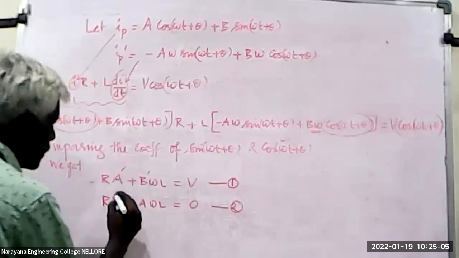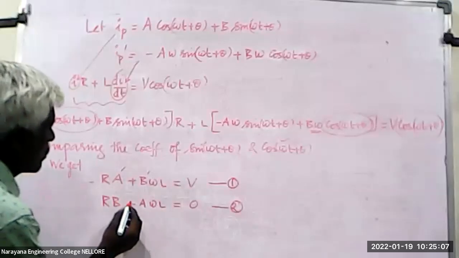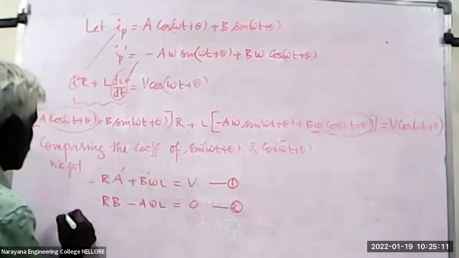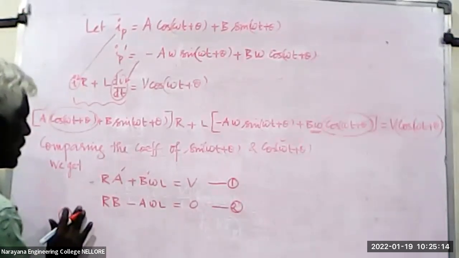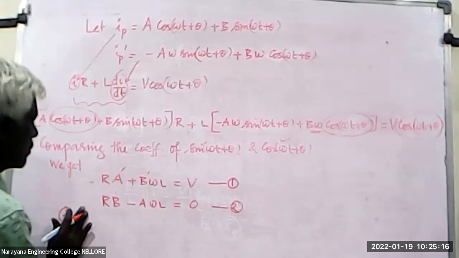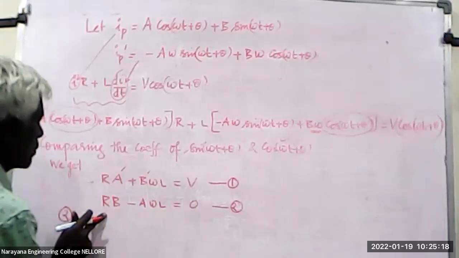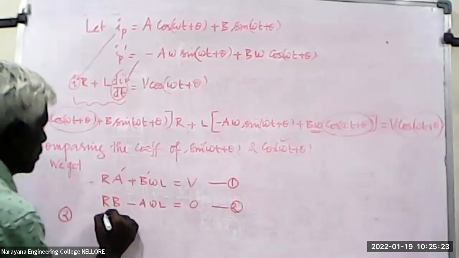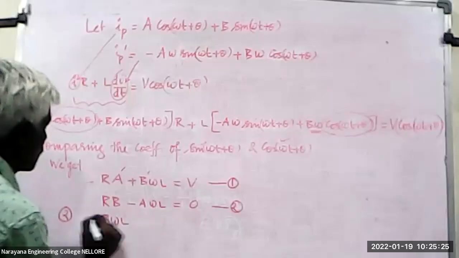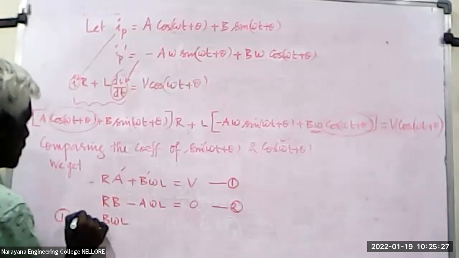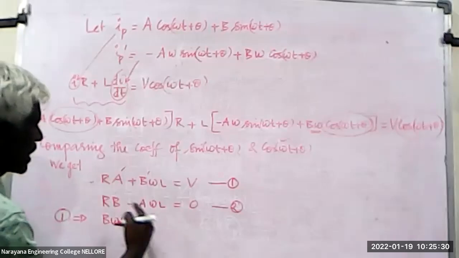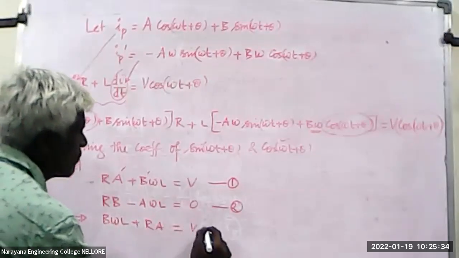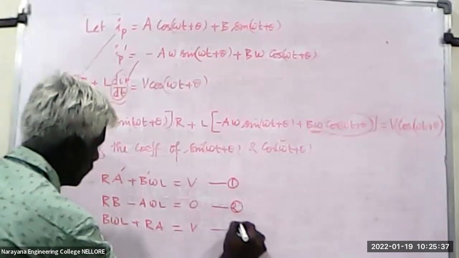Okay, let us find out. So now I rewrite the first equation like this: B omega L first, and then plus RA is equal to B. Let us take this as first itself.